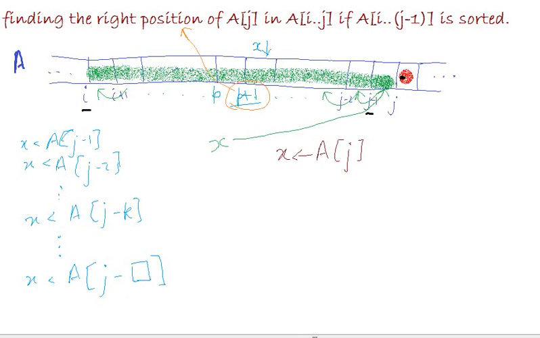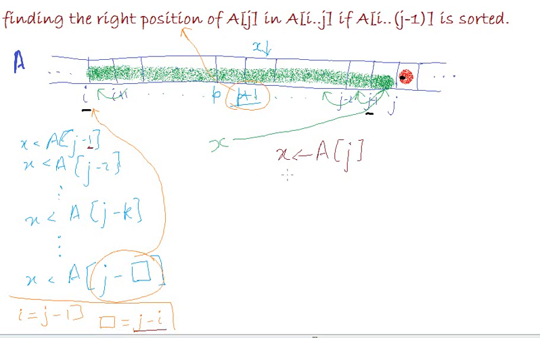So now we can find the value of this box. j minus that box must equal i, because this is the last index whose element we will be comparing with x. So we can write i is equal to j minus box. From here we can get the value of box as j minus i. So now we can get the variation of k. k varies from 1 to j minus i.